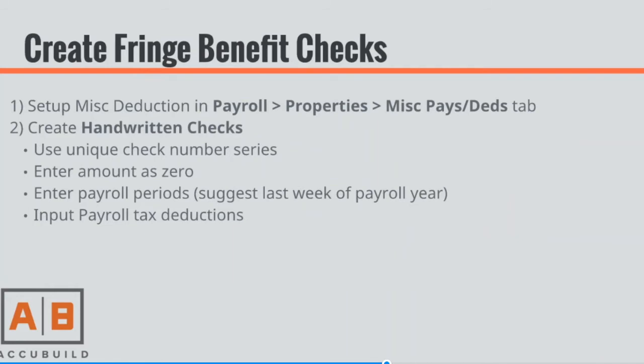Your first step, if you've not used this type of payment in the past, is to set up a miscellaneous deduction in Payroll, Properties, Miscellaneous Pays and Deductions tab. Then create your handwritten checks. We recommend that you use a unique check number series. You enter the amount as 0 and enter payroll periods, with the suggestion being the last week of the payroll year. You'll input payroll tax deductions based on your CPA recommendations.